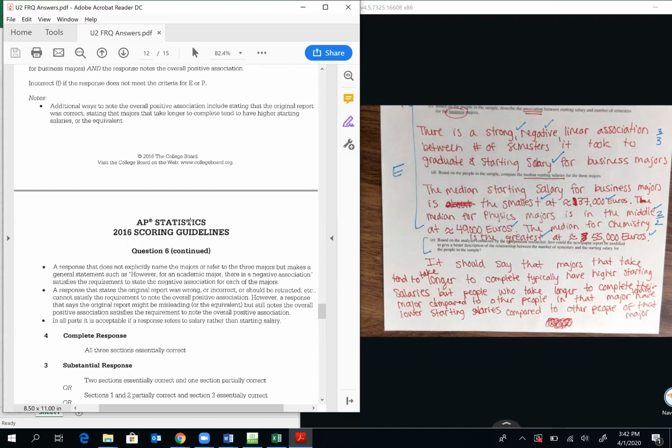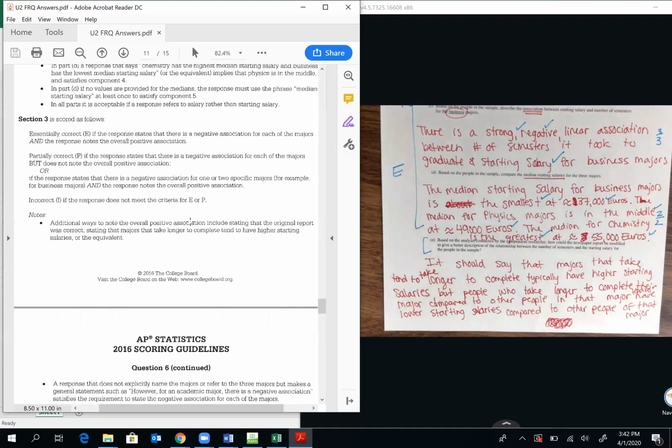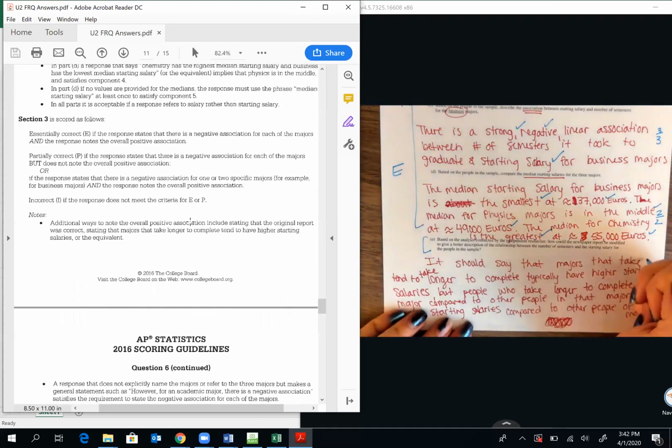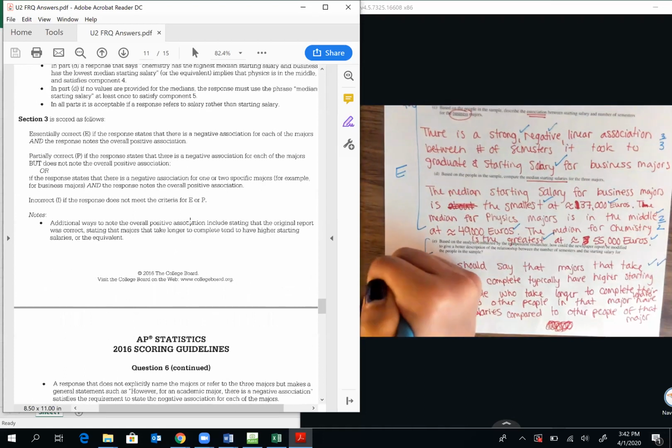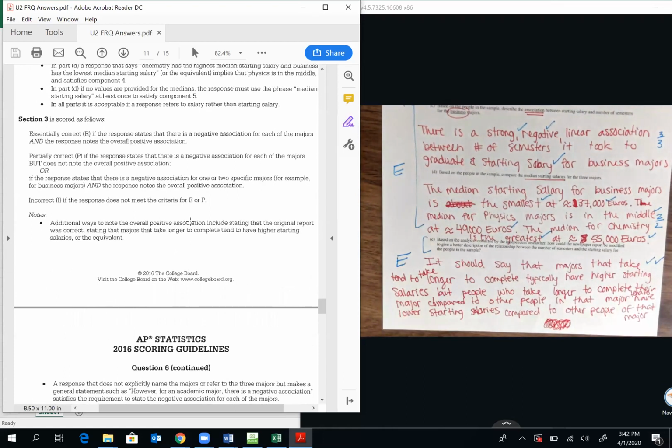So note that a response that states the original report was wrong or incorrect or should be retracted cannot satisfy the requirement to note the overall positive association. Yeah, I think I have both of those. You can use your judgment to see if you agree with me and if you yourself have all those parts.